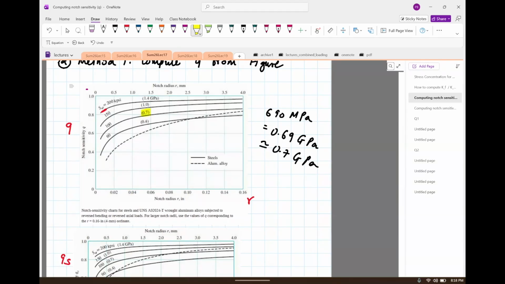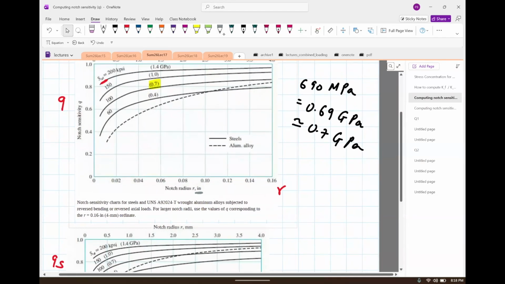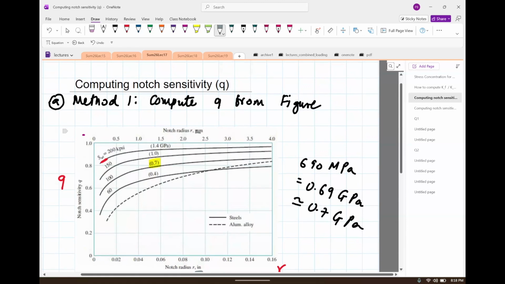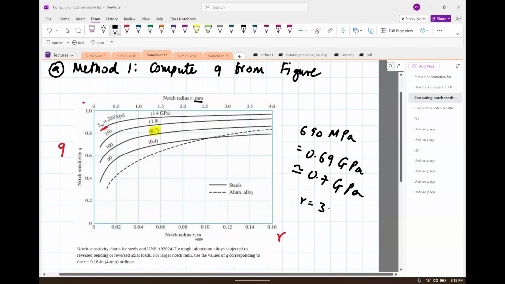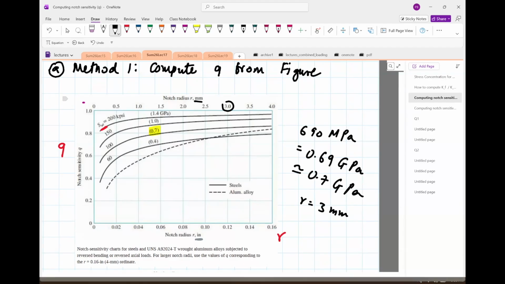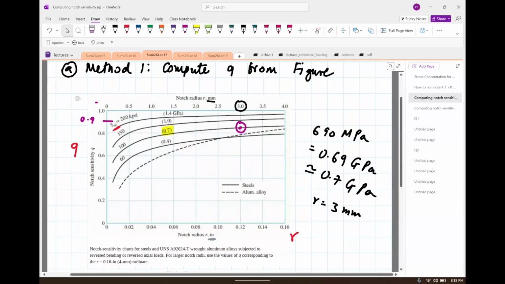And then we have a notch radius. The radius here is in inches, and the radius here is in mm. I think we want 32 mm. Oh, sorry, 3 mm. So R is 3 mm. If R is 3 mm, then 3 mm is here, and then S_UT is here. So it looks like we are looking at exactly this point. This is 0.9, so it's between 0.8 and 0.9. I would just go with 0.85.